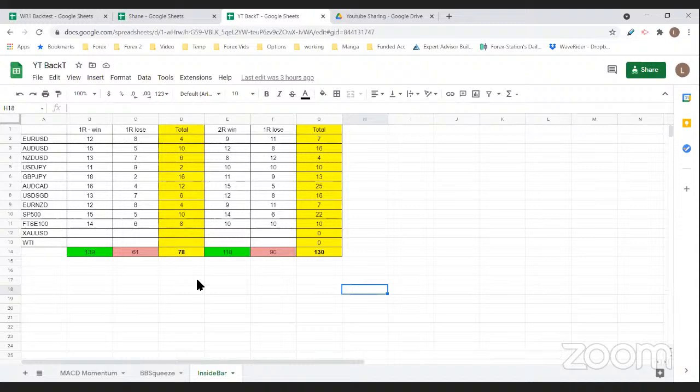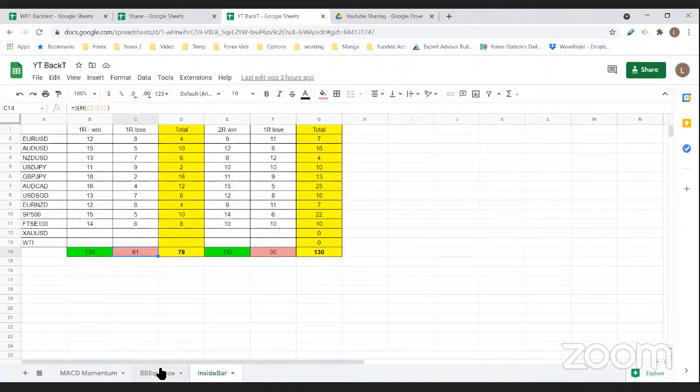Yeah, as always, 1R will have higher wins. I got 39 wins compared to 110 wins. Then 2R, of course, you will get higher losses. That's again to be expected. After this stage, am I clear? I mean, do you all know what this table is about?